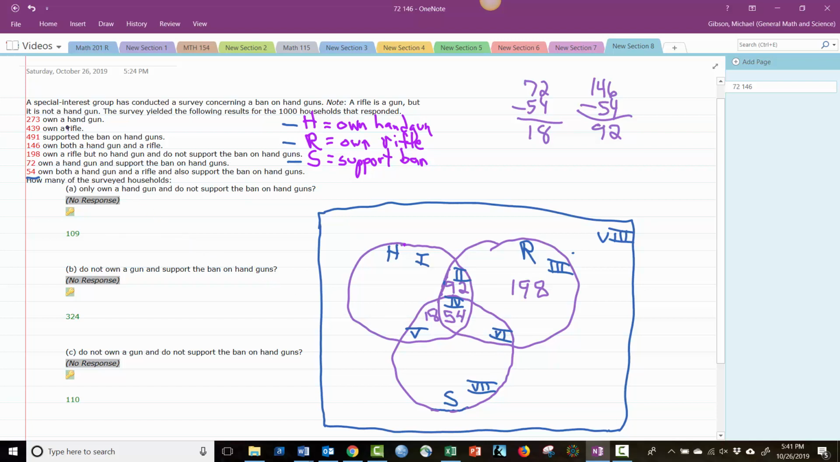All right, 439 own a rifle. Well, now this is the point. The R, the own a rifle, has these 4 sections: 2, 3, 4, and 6. And we've got 2, 3, and 4, so we can use that to calculate 6. So the total number who own a rifle is 439. We're going to subtract off the other areas: 54, 92, 198, and that equals 95.